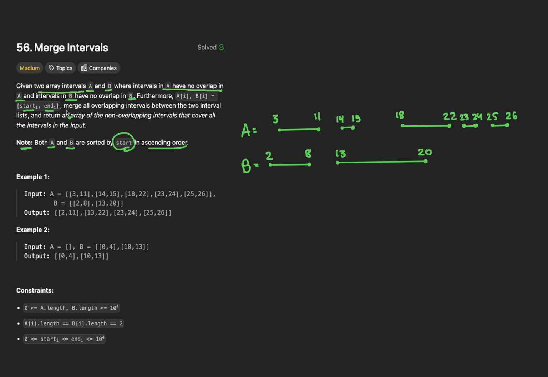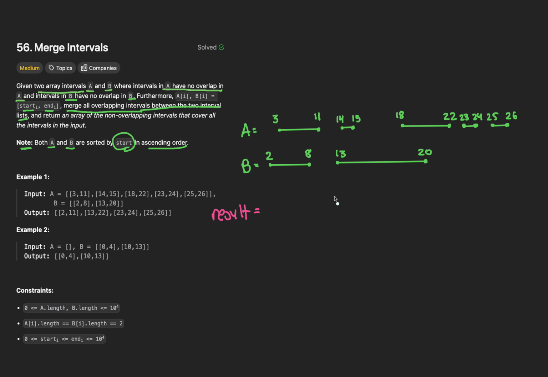Our goal remains the same. We want to merge all the overlapping intervals between the two interval lists, A and B, into a result, where the resulting intervals then are all merged. Don't at me, this is not to scale. Something like that.